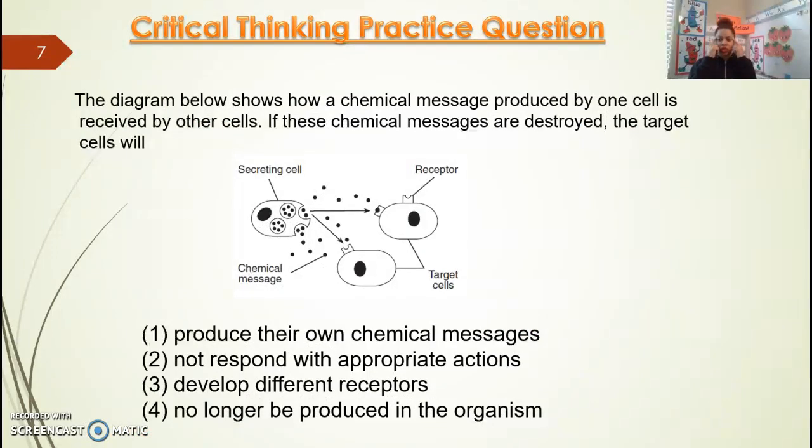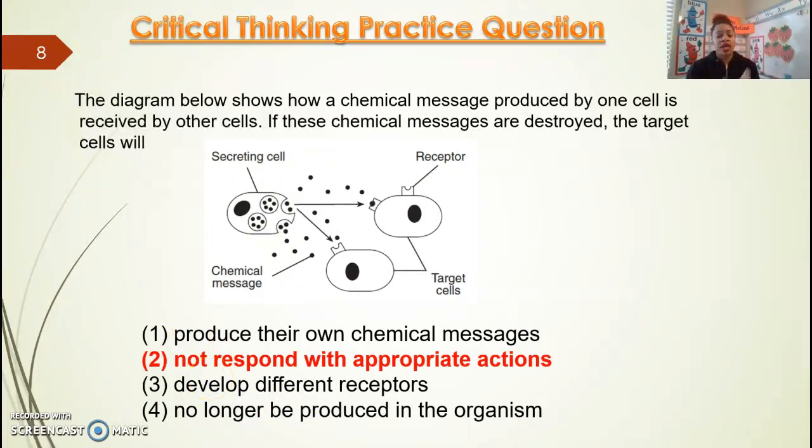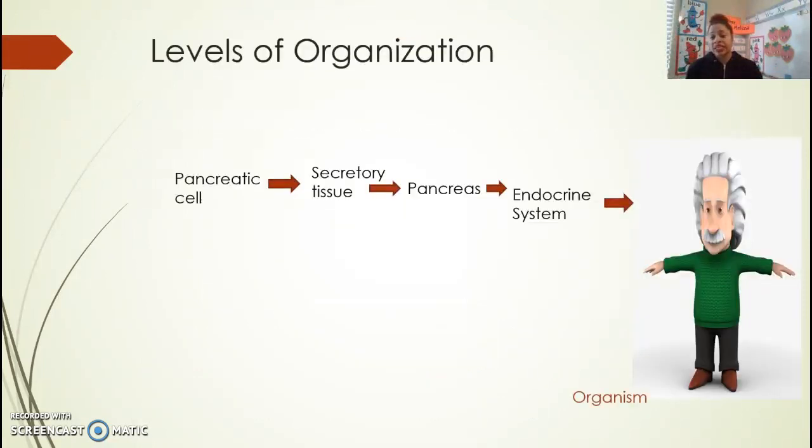So I just want to take a minute. I want you to pause for 1 second and let's read this question. The diagram below shows how a chemical message, remember we said that's a hormone, produced by one cell is received by other cells. If these hormones are destroyed, then what will happen to the target cell if that chemical message is not delivered? Well, hopefully you picked option 2. It will not respond with appropriate actions because it did not get the chemical message, like for example, growth hormone. It didn't get the growth hormone to tell a child that it needs to grow. So the child's growth will be stunted or delayed.